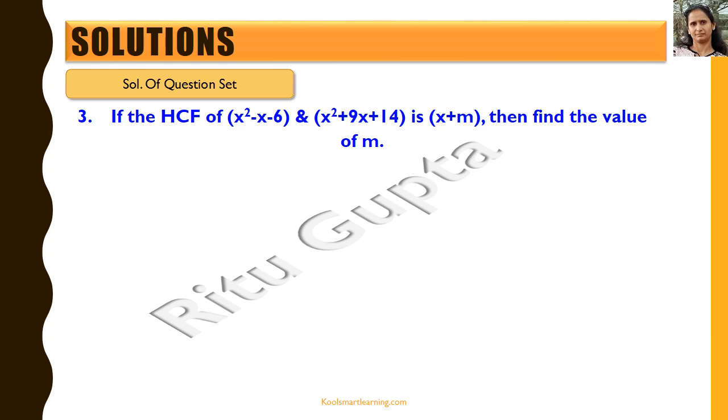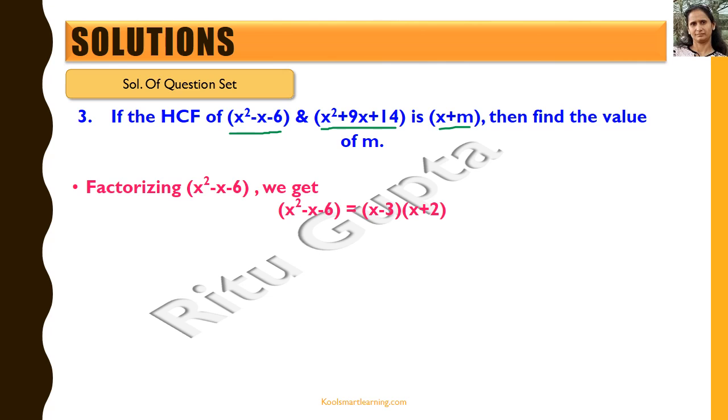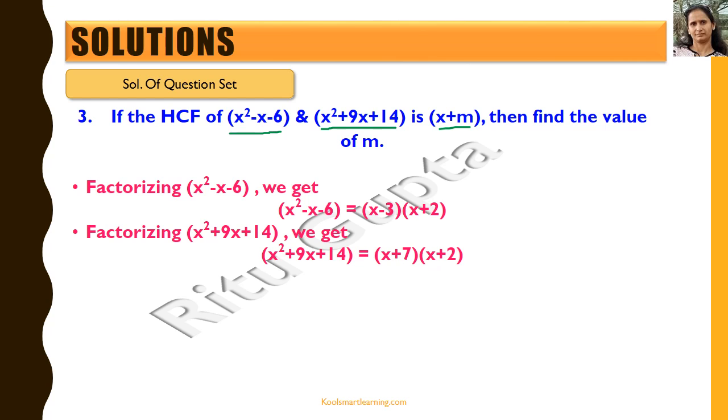Now let's look at the third question. It says that if HCF of x square minus x minus 6 and x square plus 9x plus 14 is x plus m, we need to find out the value of m. So we'll first factorize the first expression, x square minus x minus 6, and we get this to be equal to x minus 3 into x plus 2. Similarly, we factorize x square plus 9x plus 14 and we get x plus 7 into x plus 2. Right? So we clearly see that the common factor is x plus 2 in this.